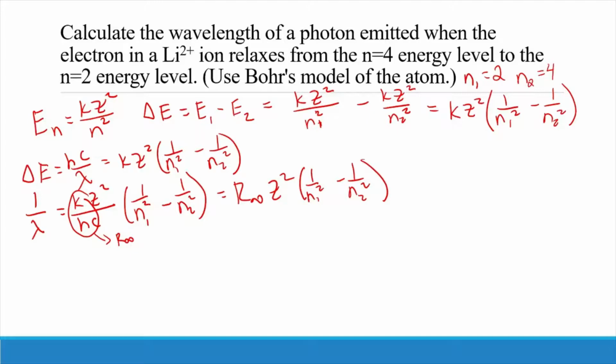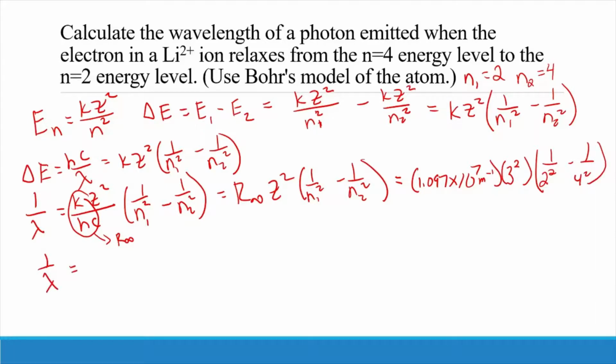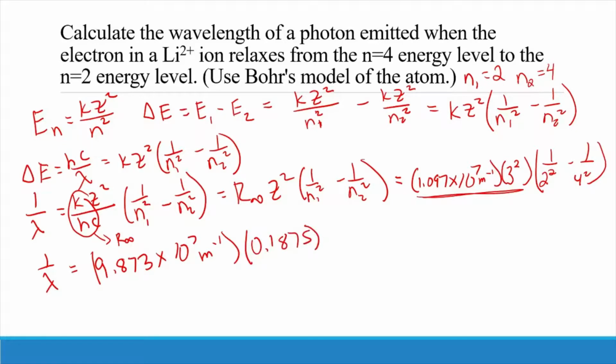So now we can start plugging and chugging. So the Rydberg constant is equal to 1.097 times 10 to the 7th inverse meters times Z squared, the nuclear charge of lithium 2+. For lithium, Z is 3, so we have 3 squared times 1 over 2 squared minus 1 over 4 squared. So now we have 1 over lambda is equal to 9.873 times 10 to the 7th inverse meters. I'm taking Rydberg, multiplying these two, times 0.1875, looking at the n's.